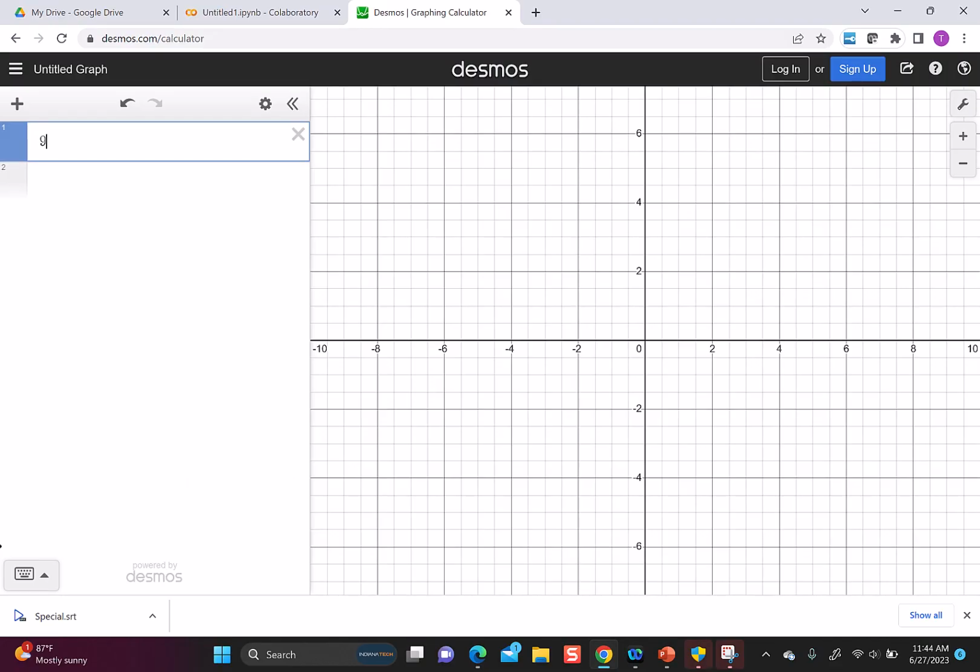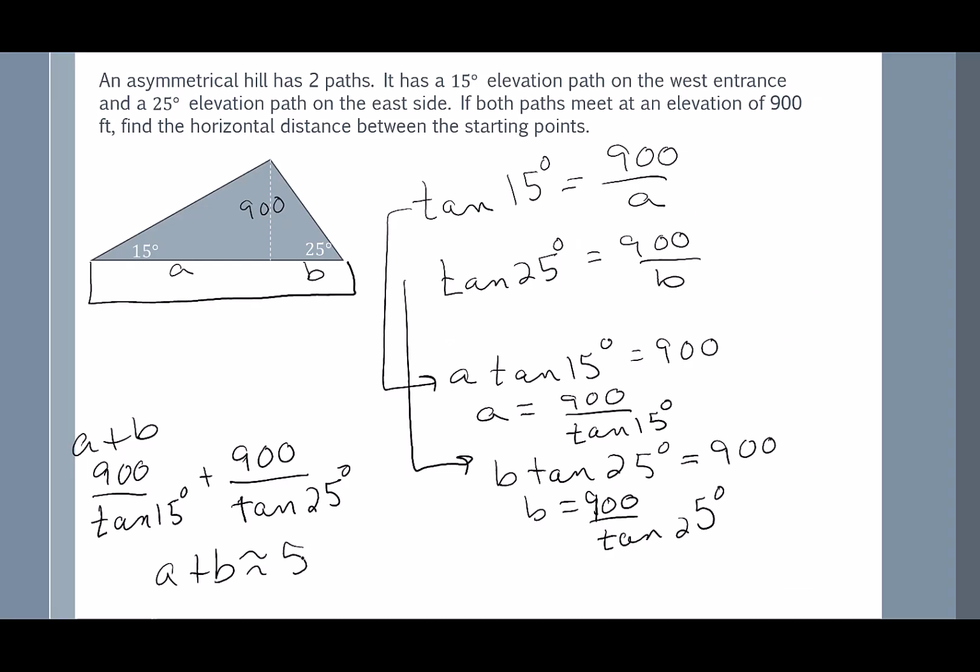Back in the calculator one more time, we have 900 divided by the tangent of 15 plus 900 divided by the tangent of 25. Altogether, it says that's a distance of 5,288.9 feet. So let's write in our value of 5,288.9 feet, which says that these two endpoints are about a mile apart.